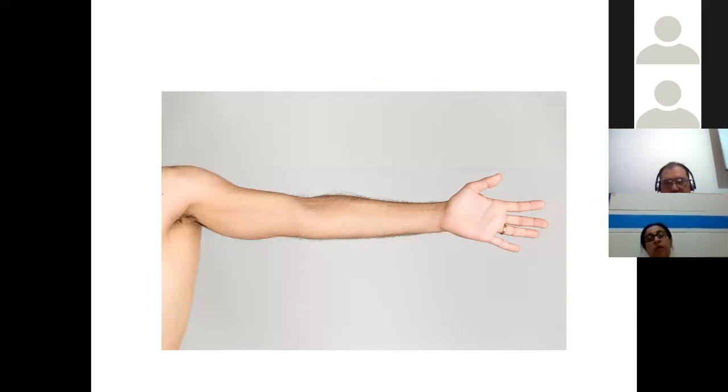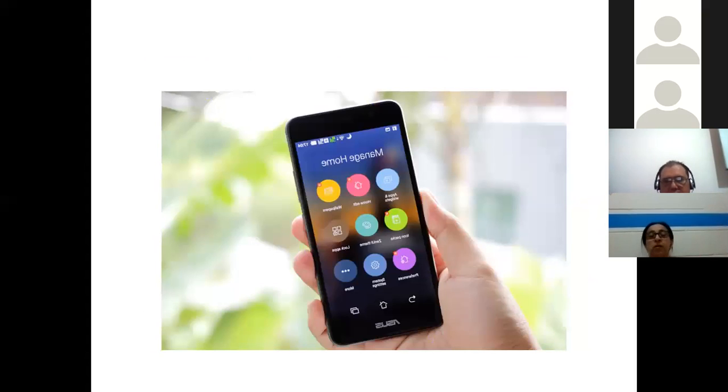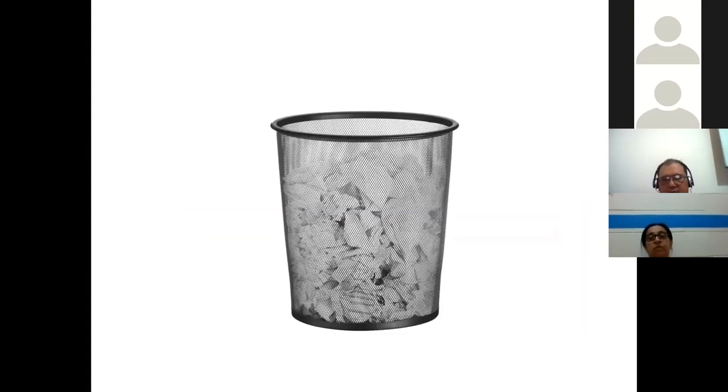It's an arm. Completa. It's an arm. Very good. An arm. What's this? It's a map. Excellent. What's this? It's a cell phone. Very good. What's this? It's a pencil. Excellent. What's this?